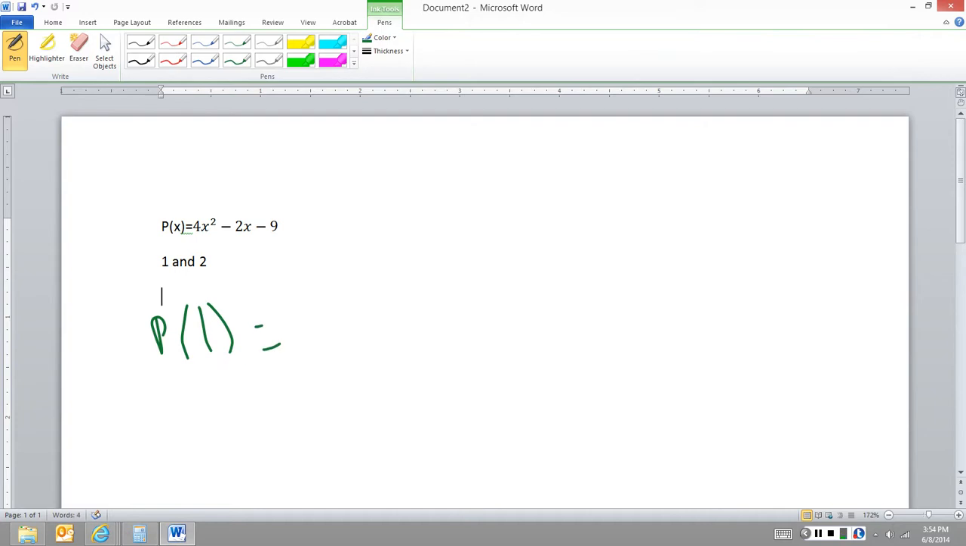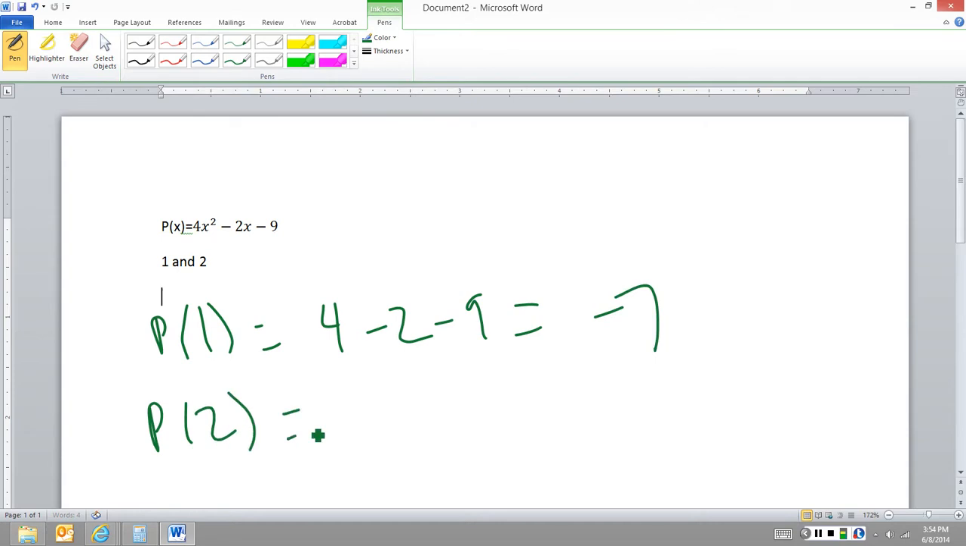So P of 1 here is 4 minus 2 minus 9. So you can see that is 2 minus 9 or negative 7. And then P of 2 is 4 times 4 is 16 minus 4 minus 9. So then I have 16 minus 4 minus 9, which is 3. So then we have a positive and negative, so therefore we've shown by the intermediate value theorem there must be a 0 here.